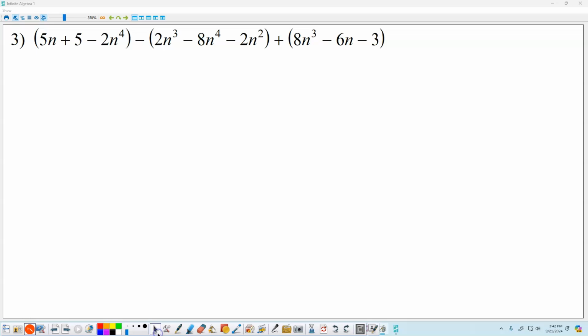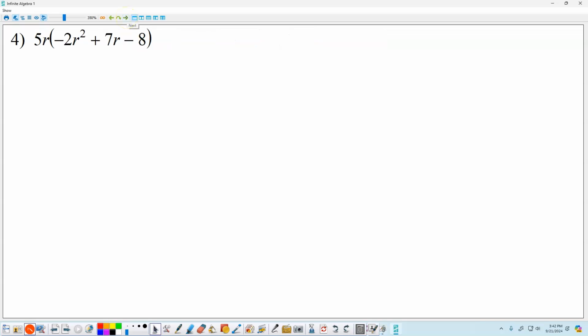Let's go ahead and move along here, and we'll check out number 4. Number 4 is a multiplication problem. Whenever you have two expressions that are right next to each other with no plus or minus between them, that's multiplication. And in this case, since it's just a monomial outside the parentheses, we're going to treat it like just a distribution problem.